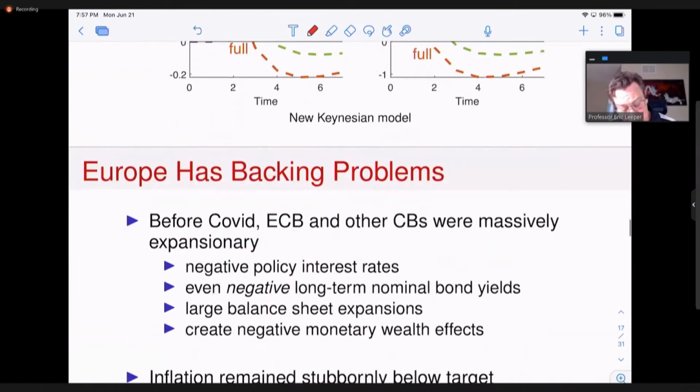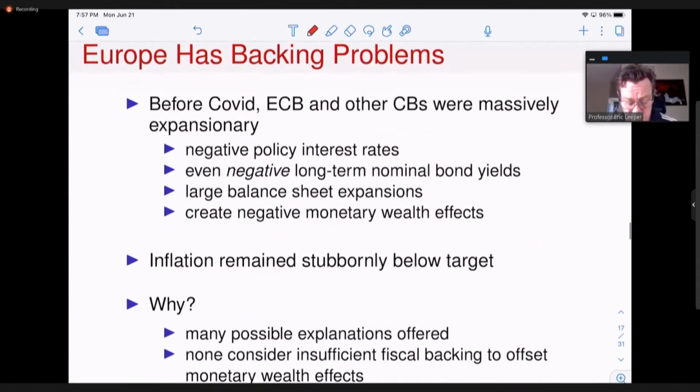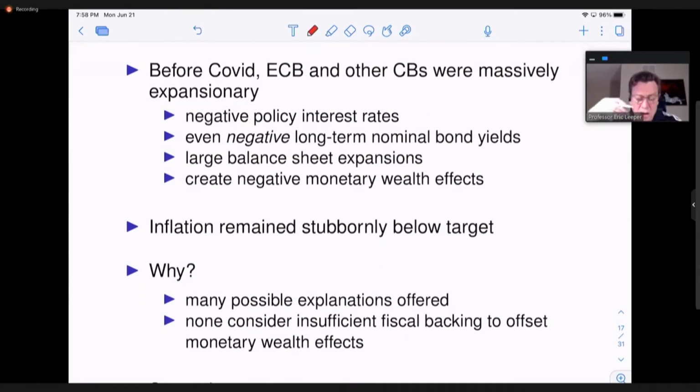Now, the example is Europe. Europe has backing problems, just among us, I'll say that. So I'm going to look at the data before COVID because since COVID, as everyone knows, things have been pretty wacky. But before COVID, the ECB and other central banks that are not part of the monetary union were massively expansionary. There were negative policy interest rates. There were even negative long-term nominal bond yields out 10 years, 20 years, and large balance sheet expansions. This created negative wealth effects from the monetary side.